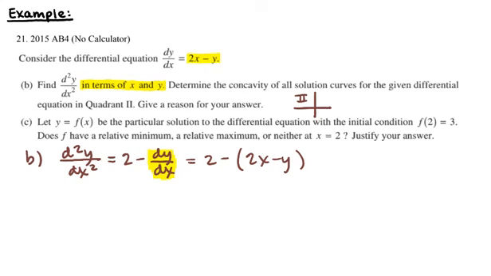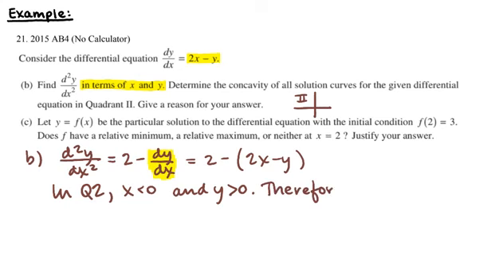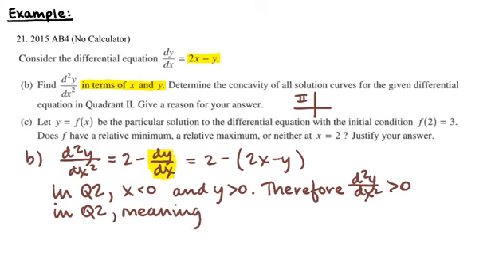So what I'll say is, in quadrant 2, x is negative and y is positive. Therefore, the second derivative is positive in quadrant 2. Meaning the curves are concave up, or something like that.